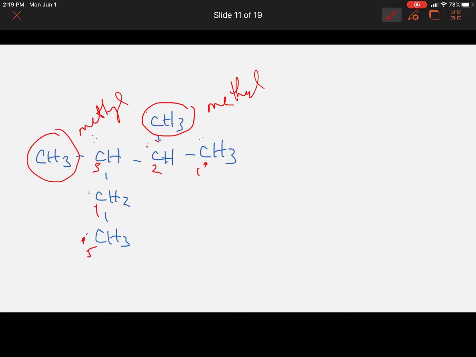And so because I've got 2 of them, and now I have to use those prefixes, the di. So the name of this is going to be 2. Now I have to indicate that they're on both those positions. So I have one on number 2 and one on number 3. So 2, 3. So you put commas between numbers, dashes between numbers and letters. So 2, 3. I've got 2 methyl groups. So dimethyl. And then my parent chain is 5, so 2,3-dimethylpentane. Okay, so that is the name of that molecule.